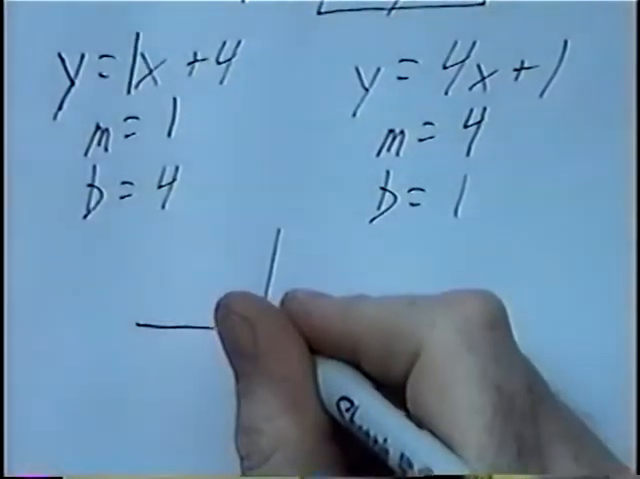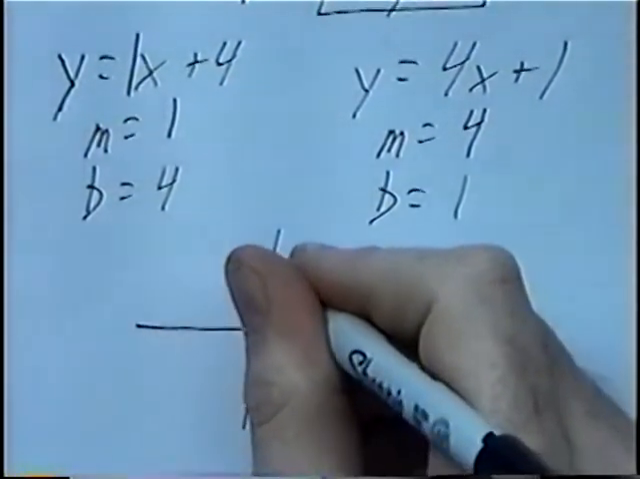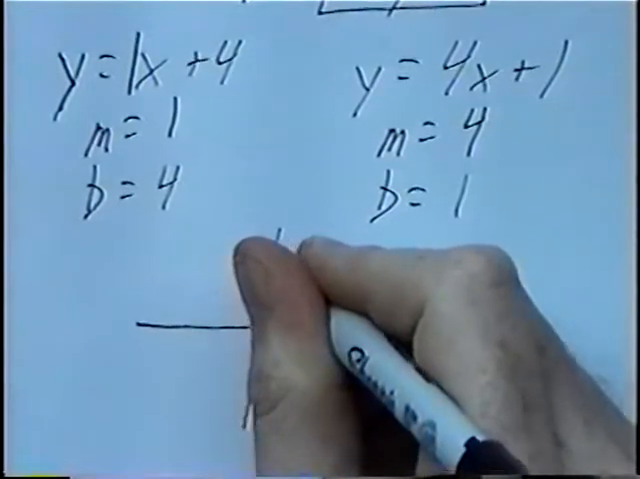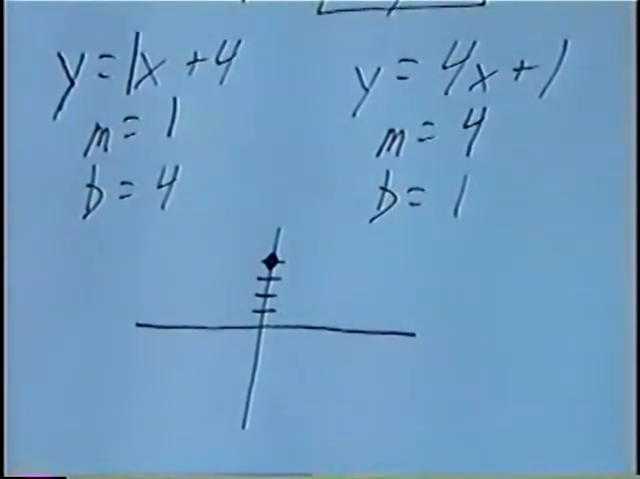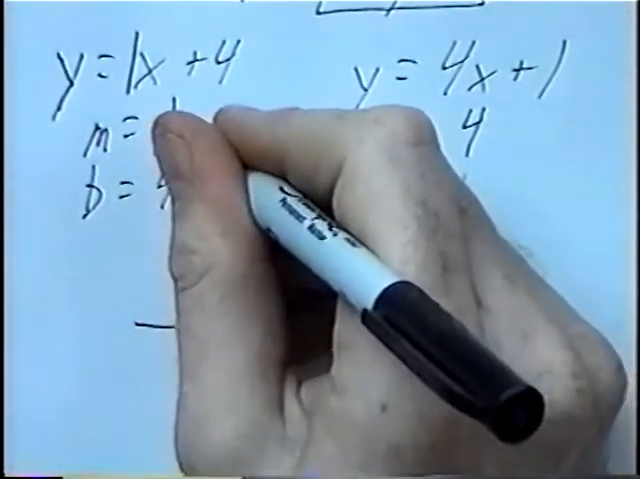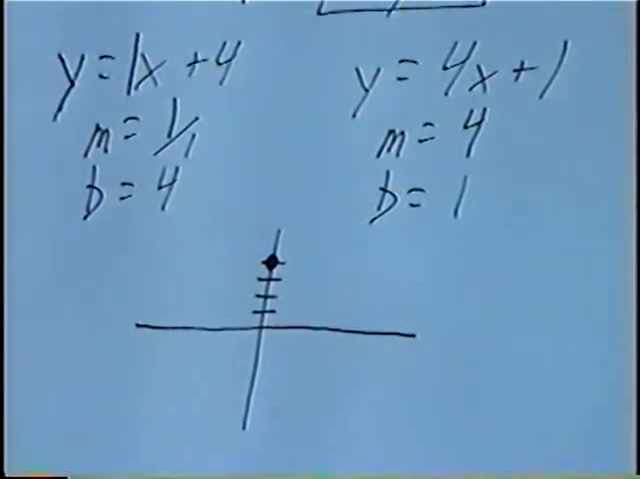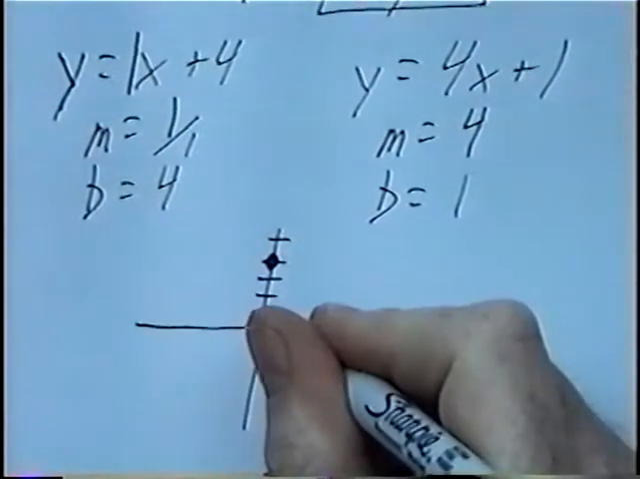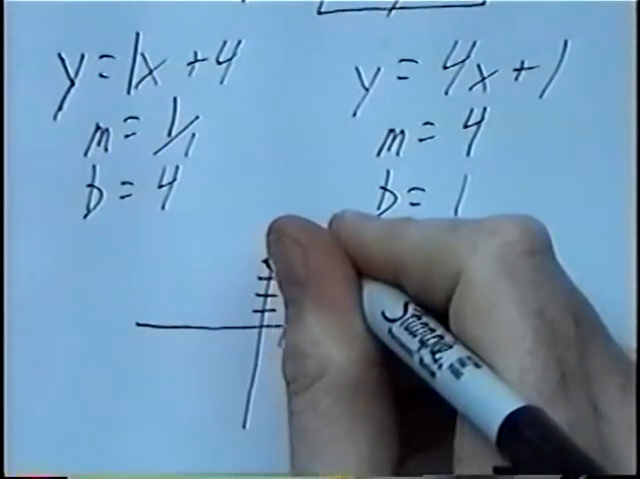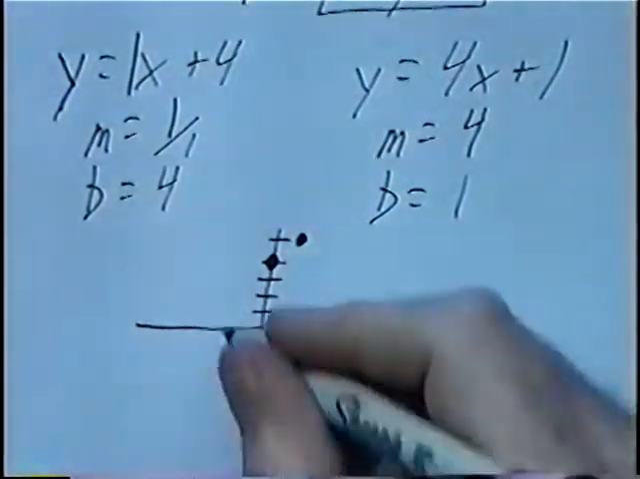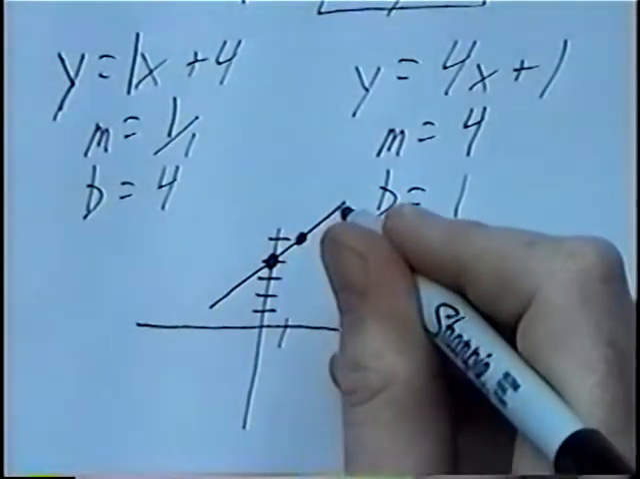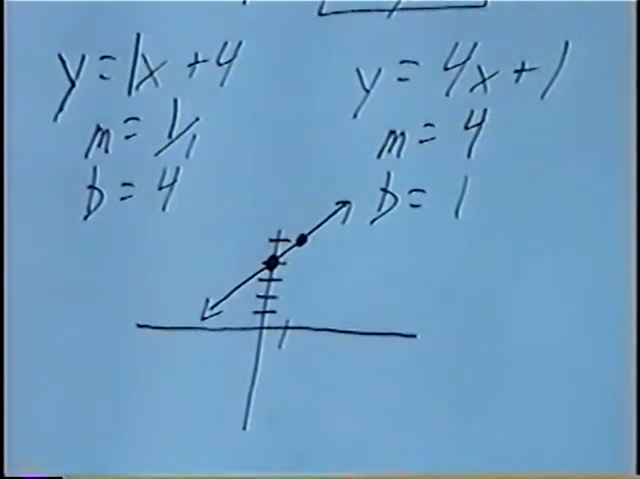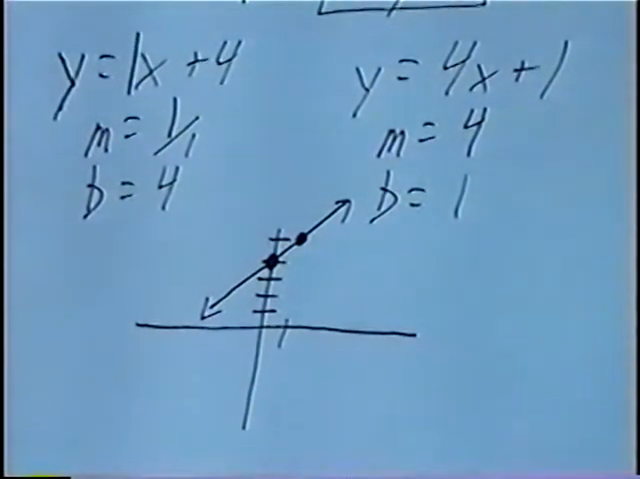First equation, we'll start at positive 4. The slope, m equals 1. We can make that a fraction, 1 over 1. So we'll go up 1 spot and over 1 spot. Taking those 2 points, we can connect them to make a line.